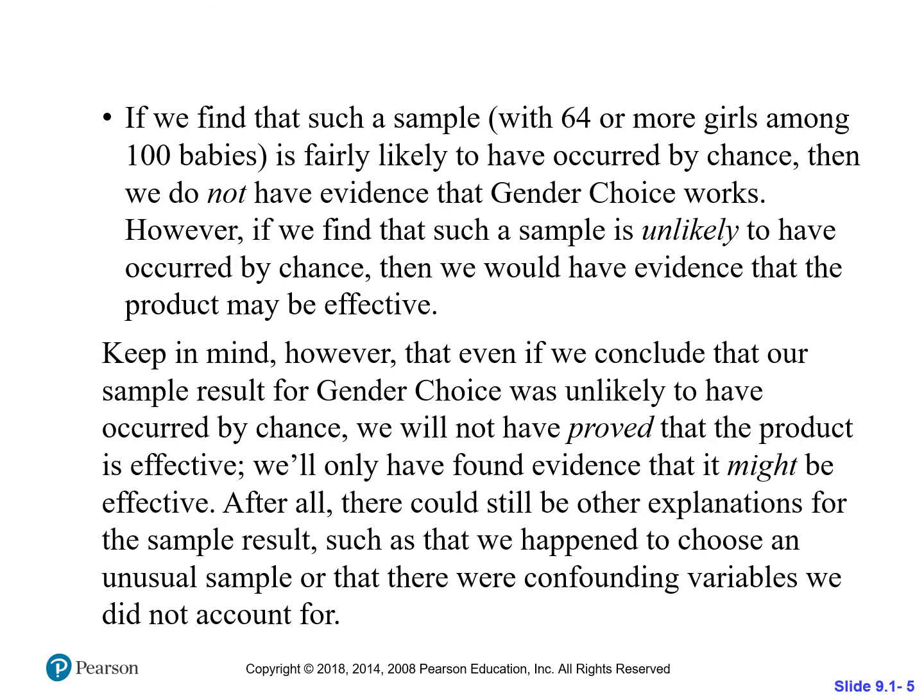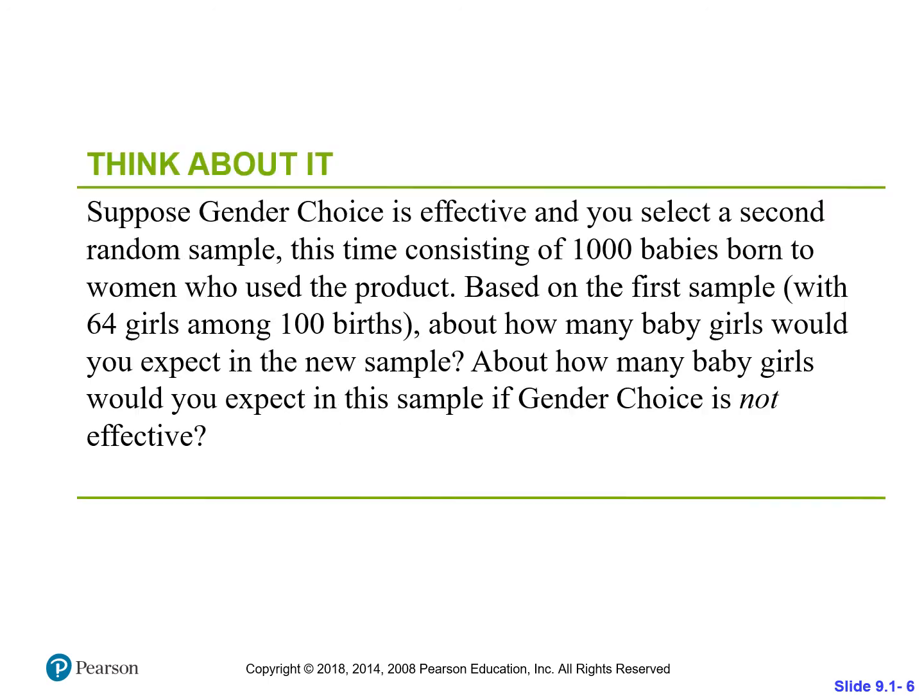Keep in mind that even if we conclude that our sample result for Gender Choice was unlikely to have occurred by chance, we have not proven that the product is effective. We've only found evidence that it might be effective, because there could be other explanations for the same result: we happened to choose an unusual sample, or there are confounding variables, in other words, other variables that we did not account for.